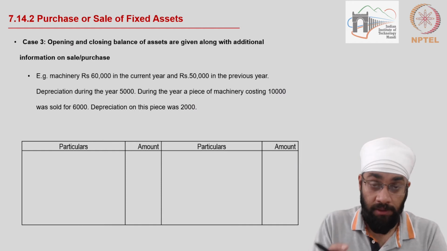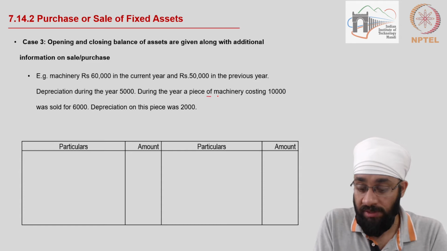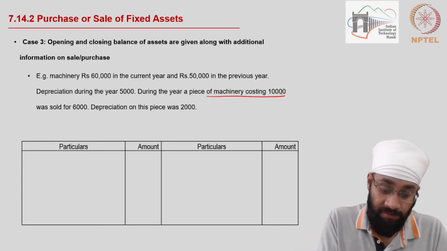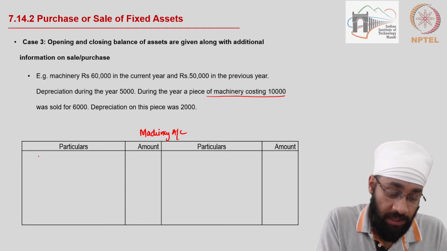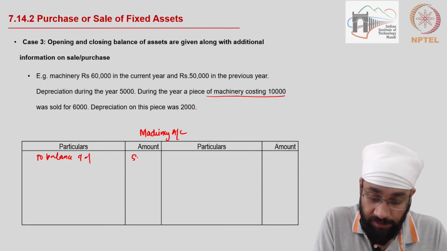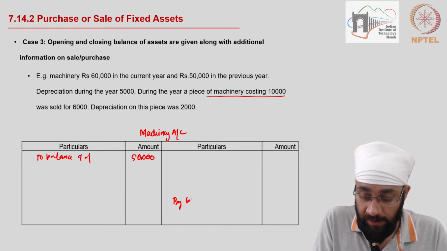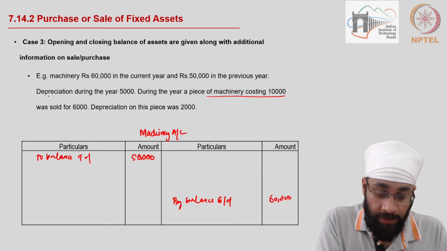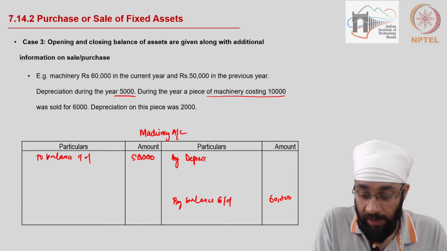Let's look at the third case where you have been given information about sale or purchase of the fixed asset. So we're going to prepare the fixed asset account again. So you have opening balance, which is 50,000, and closing balance carried down 60,000. Depreciation is 5,000, so we are going to write depreciation as we did earlier, 5,000.